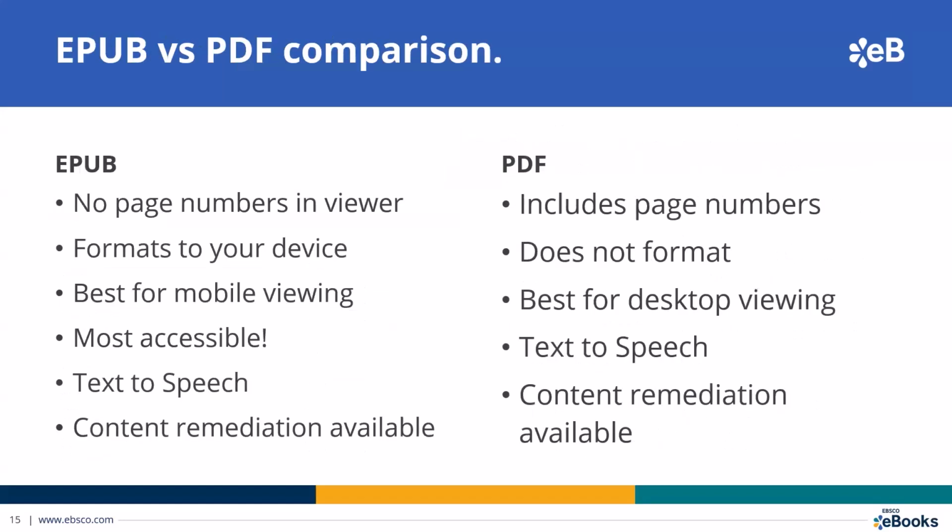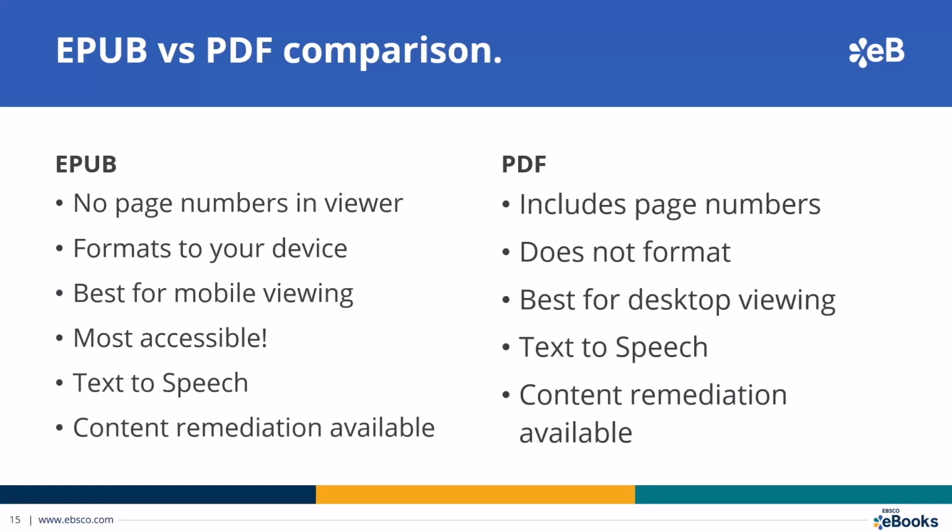We also provide or have access to titles in EPUB or PDF. Sometimes a publisher will provide both. The title that we looked at today was actually the EPUB. This means that when we're reading the book in the viewer, there are no specific page numbers. EPUBs format and flow to your device. They are best for mobile viewing. They're the most accessible. They include text-to-speech and also the content remediation.